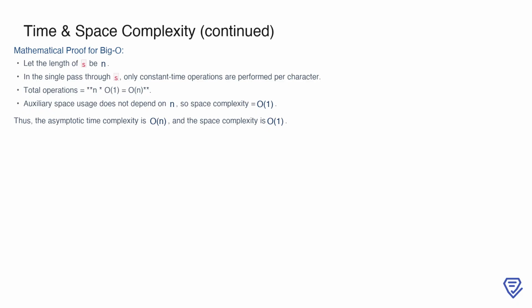No additional space is allocated for data structures that grow with the input. Therefore, the auxiliary space usage remains constant, resulting in a space complexity of O(1). This confirms that the solution has an asymptotic time complexity of O(n) and a space complexity of O(1).